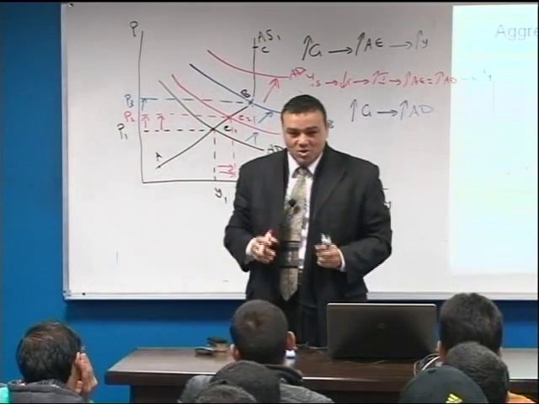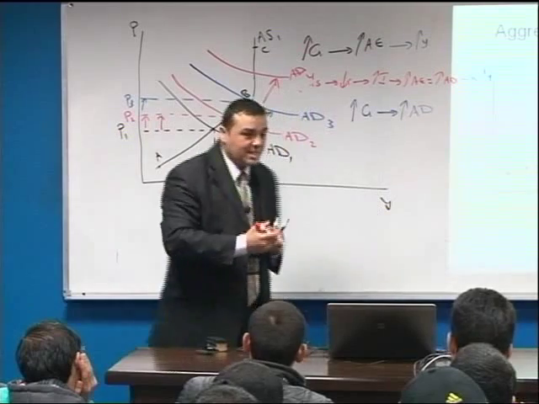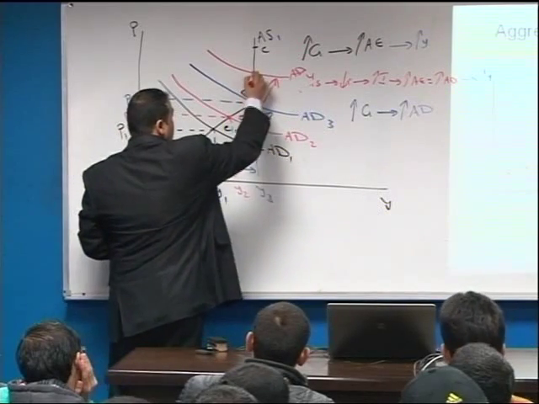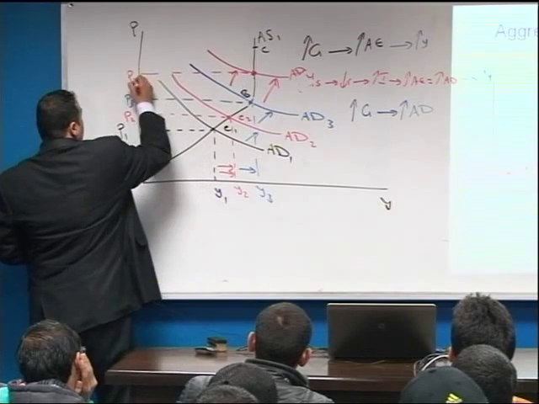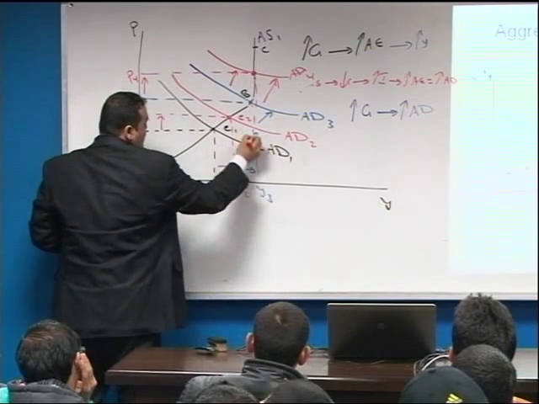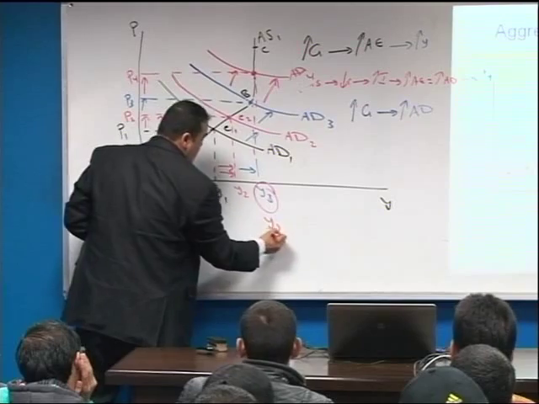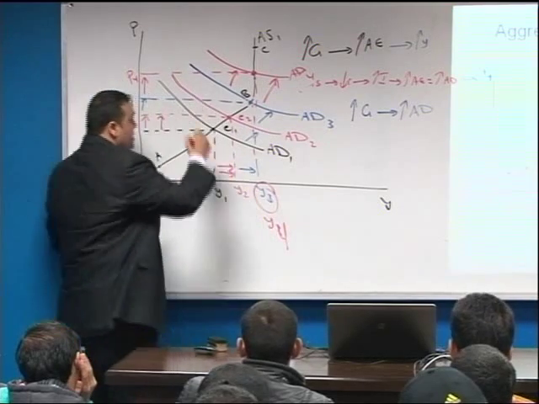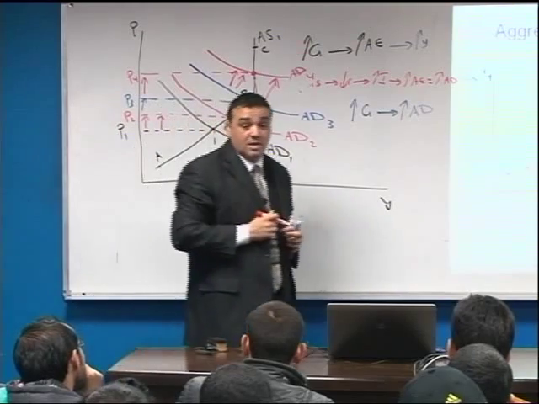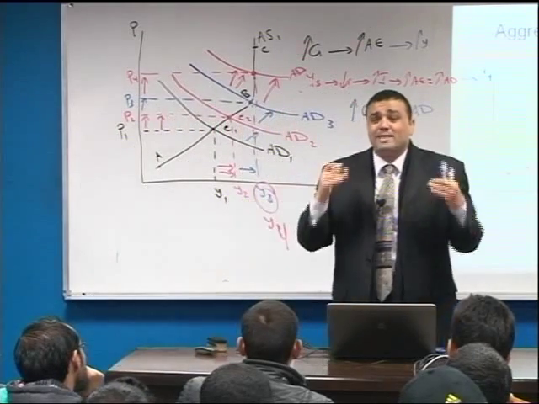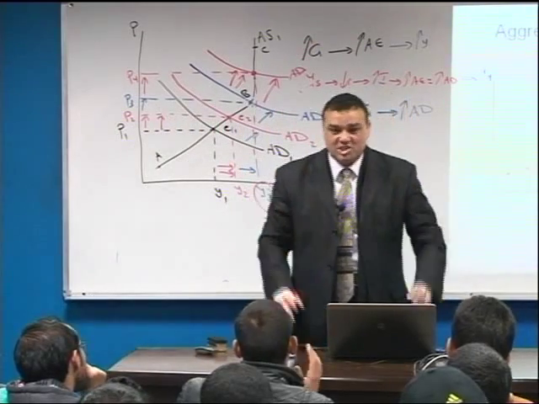Exactly, thank you. So the result is there is an increase in the prices to B4, and there is no change in Y. Y3 equals Y4. إذن هذه السياسة المالية التوسعية or the expansion fiscal policy is ineffective. شو عملت لي؟ بس رفعت لي الأسعار، عملت لي inflation.